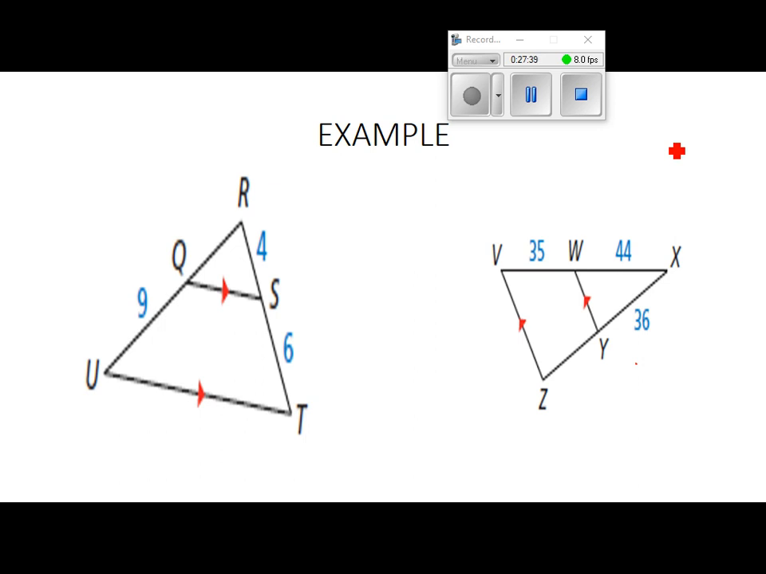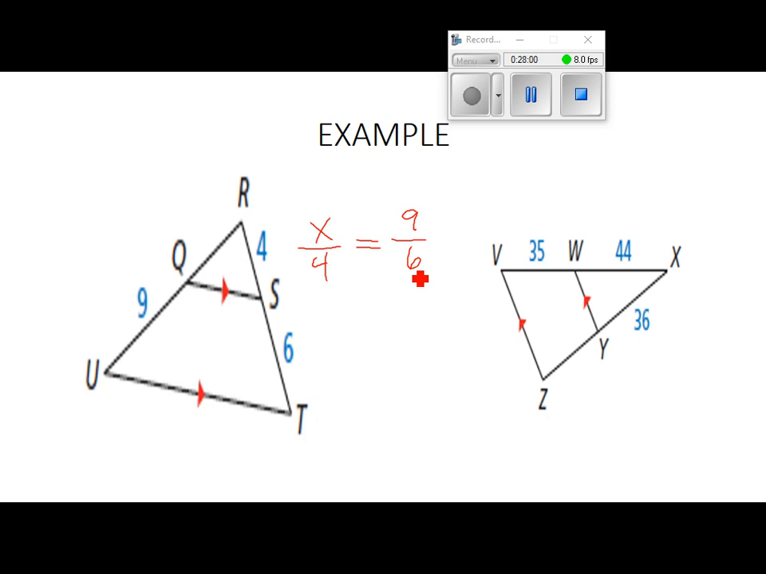So if we're looking at this, tell me how we could, what proportion we'd set up on this example. X is to 4 as 9 is to 6. Does everybody agree with that? Write that there on your paper. I think this is one of the problems on your paper, isn't it?